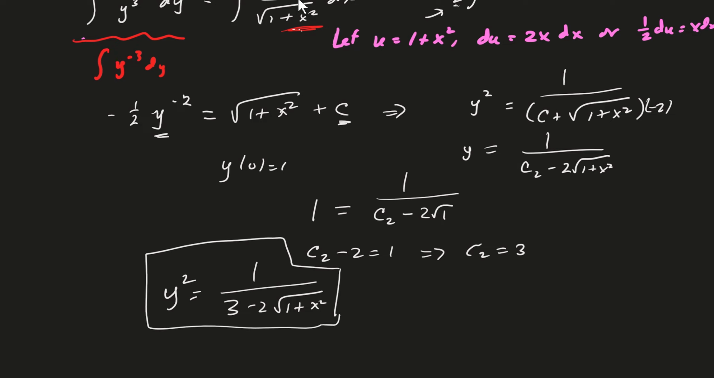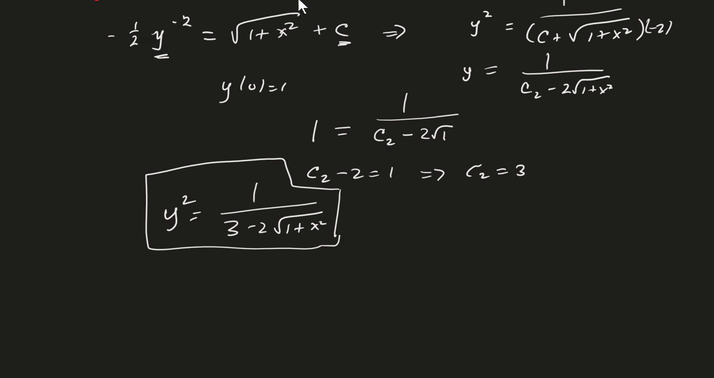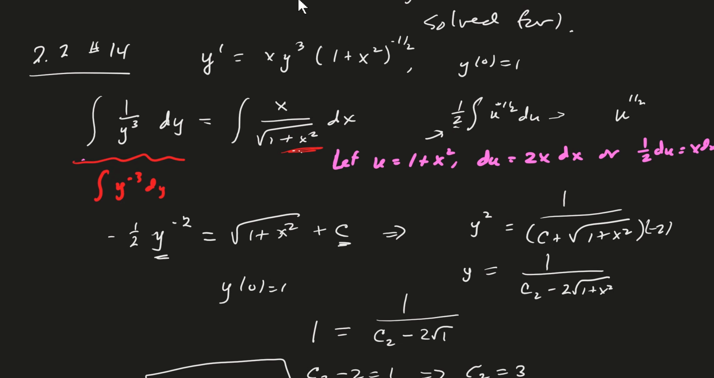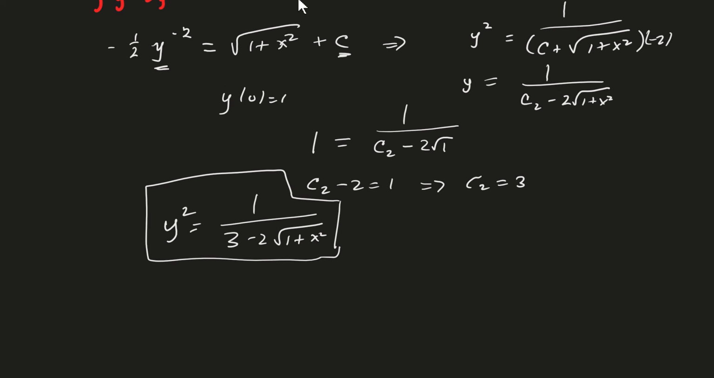But of course I need to solve for y, so how am I going to solve that for y? Well, when I take the square root, I'm going to be taking both positive and negative roots. So do I want the positive root or the minus root for y? And if you guessed already, because y of 0 is equal to positive 1, we're just going to be taking the positive root. And so my y of x is equal to 1 over the square root of 3 minus 2 square root of 1 plus x squared. Good. So we finished part A of that exercise.